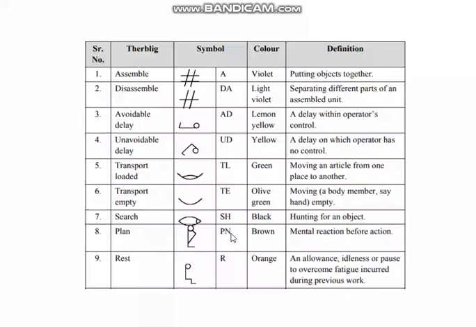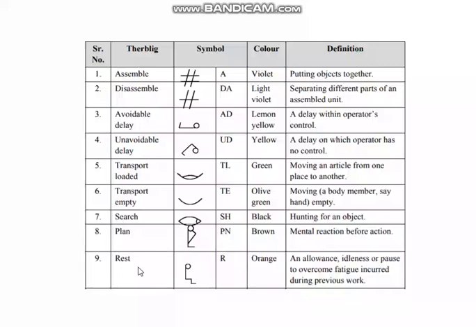PN, plan. These are the letters and brown color. And planning means what? Mental reaction before action. You see, before doing something, planning means thinking before doing. That is the planning. So the thinking is done mentally. Okay, so mental reaction before action. Or you can say mental action before reaction. Okay, anyway, so this is the plan.